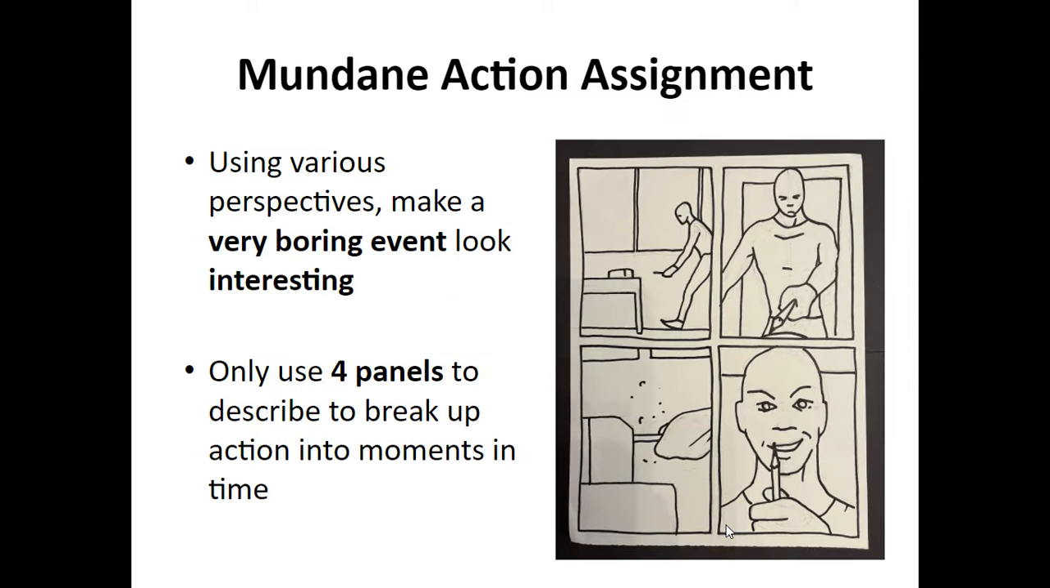For my example, I did somebody sharpening a pencil. You'll notice that at first we have a wide shot that establishes the whole scene, including the character, the location, table, and pencil sharpener. Then I rotate the perspective to the viewpoint of the pencil sharpener, and it's a little bit closer to the character.